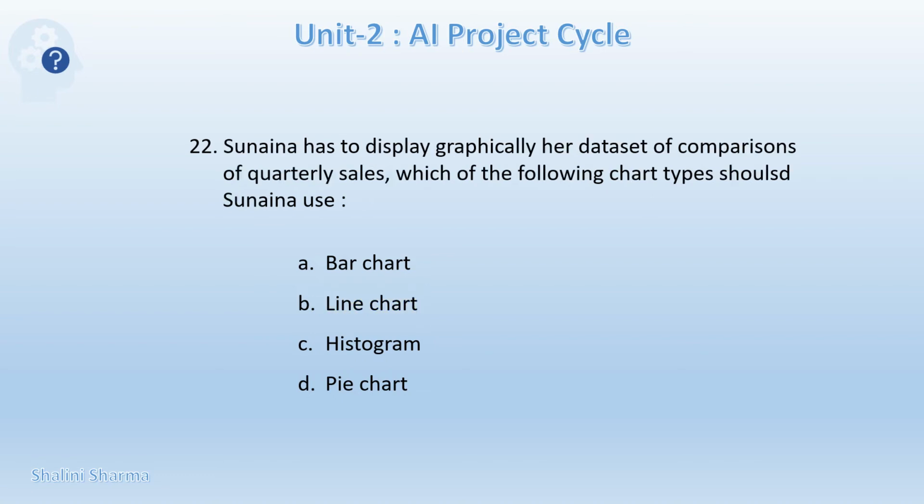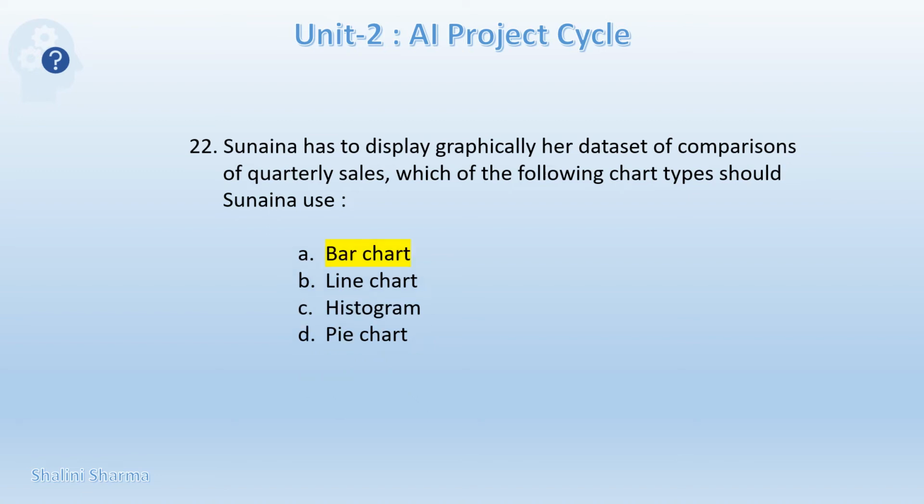2. Sunena has to display graphically her dataset of comparisons of quarterly sales. Which of the following chart types should Sunena use? A. Bar chart, B. Line chart, C. Histogram, D. Pie chart.